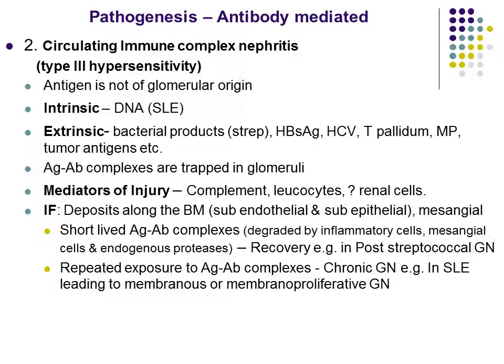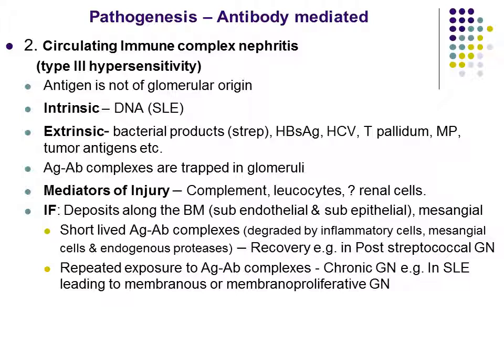Here the antigen antibody reaction occurs outside the glomerulus, but the complexes are trapped in the glomeruli, and these trapped complexes, with the help of complement, leukocytes, and probably the renal cells, cause injury to the glomerulus. So you will see subendothelial and subepithelial deposition, and sometimes even mesangial deposition.